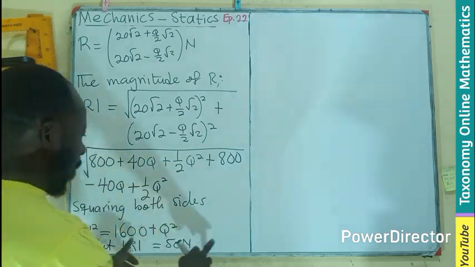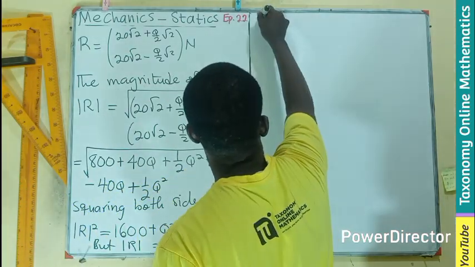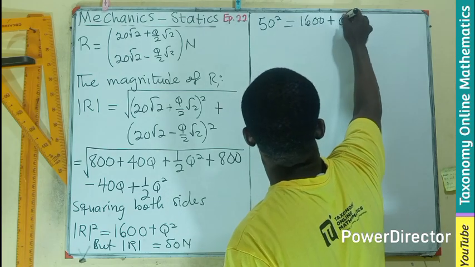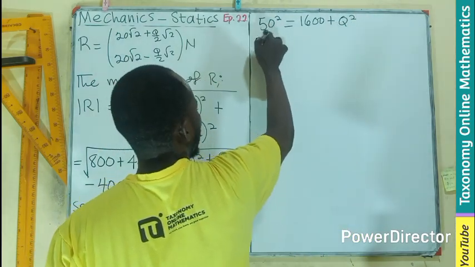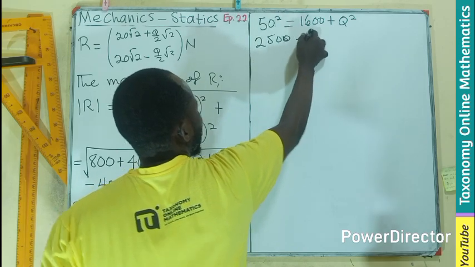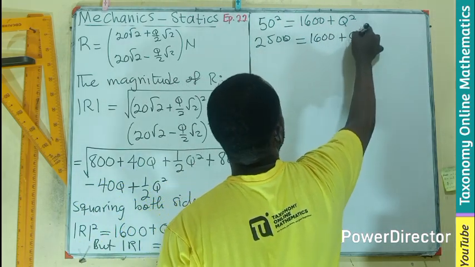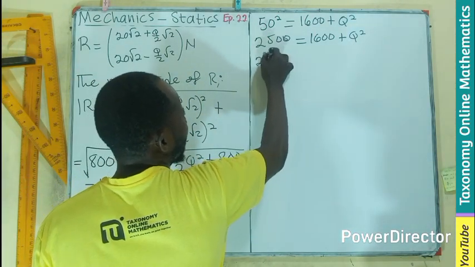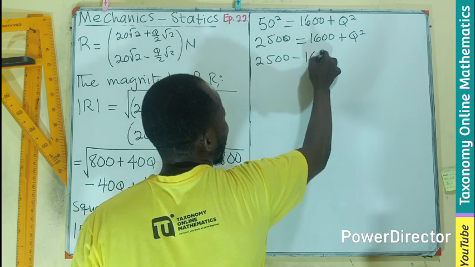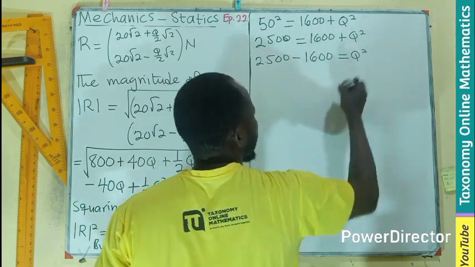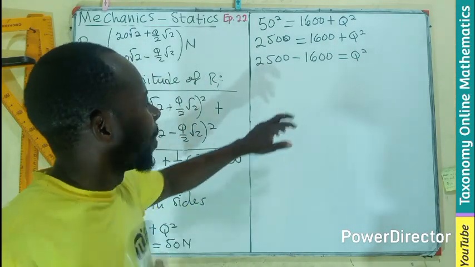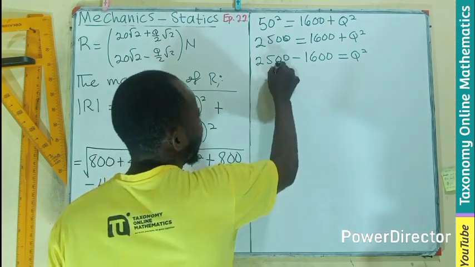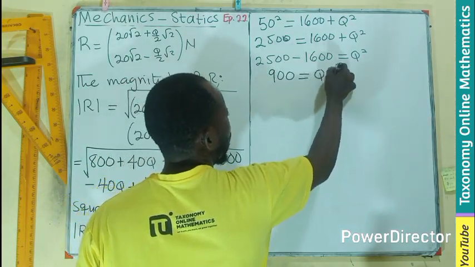So if we transfer all this to the right, it becomes 50 square equals to 1600 plus q square. And I think 50 square is 2500 equals 1600 plus q square. Let's subtract 1600 from both sides. So 2500 minus 1600 equals q square. I believe if I add 400 to this, it will be 2000. 400 plus 500, 900. So I have 900 equals q square.